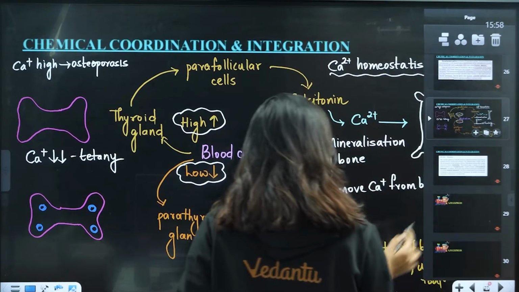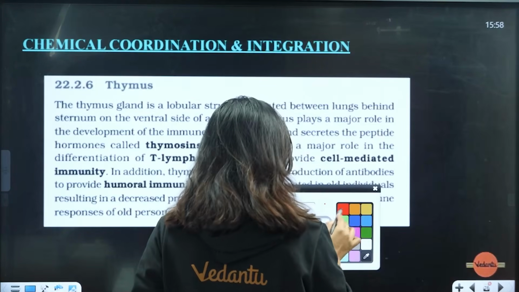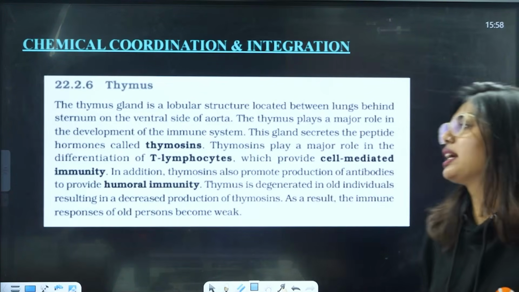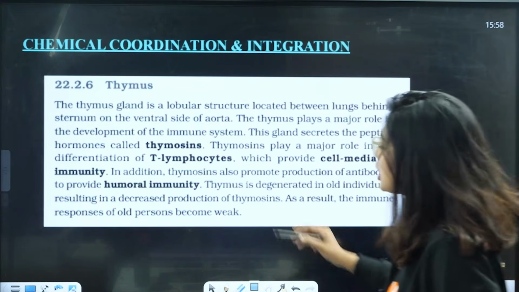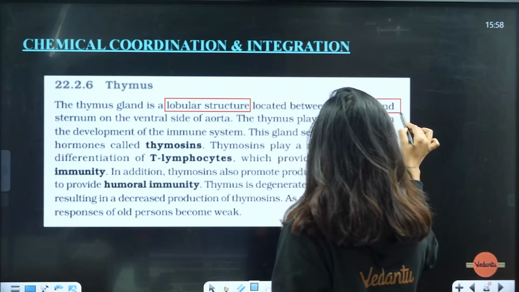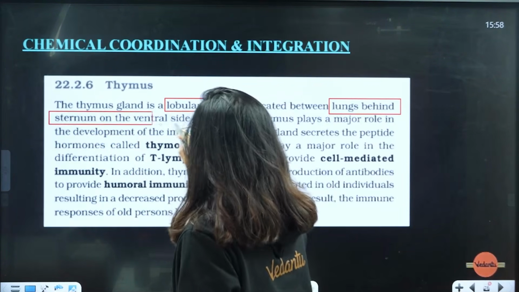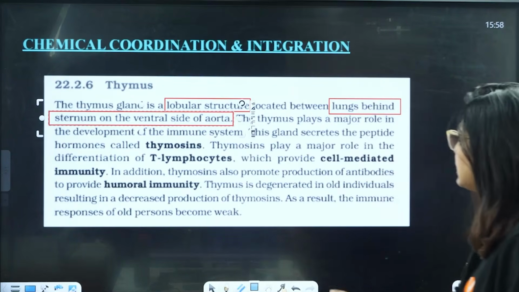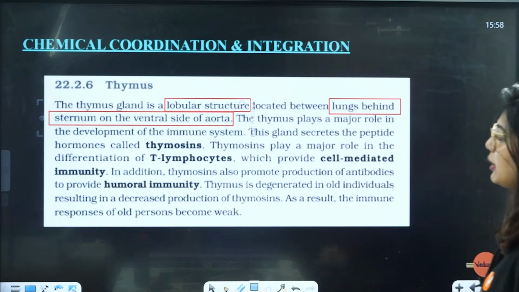Next is thymus. Thymus is present in the mediastinum. The thymus gland is a lobular structure located between the lungs, behind the sternum, on the ventral side of the aorta. The thymus plays a major role in development of the immune system.